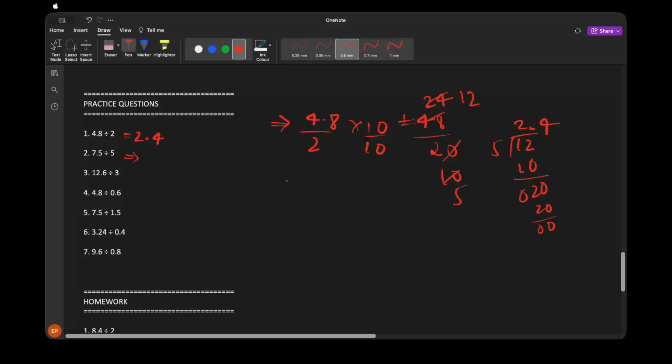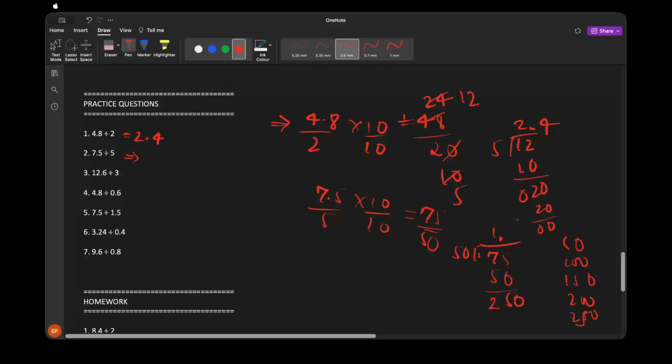7.5 by 5, 7.5 divided by 5. How many digits? 1 digit, so multiply by 10. It will become 75 by 50. I will write the 50 table here: 50, 100, 150, 200, 250 and so on. 50 ones are 50, right? 75 minus 50 is 25, put a decimal, we will get 250. 250 means 5 5s are 25, 5 50s are 250, so the answer is 1.5.